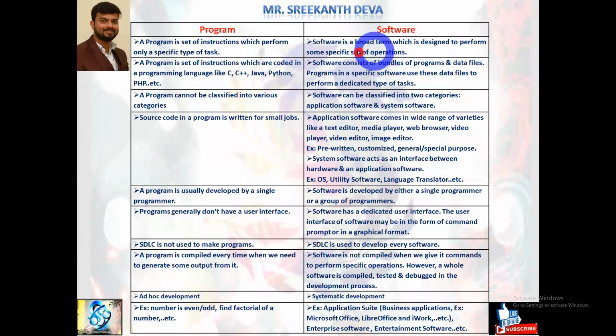But coming to software, software is a broad term designed to perform a specific set of operations. It is not involved with only a particular task. It consists of a group of tasks, a set of operations involved in the software product. Coming to a program, a program is a set of instructions coded generally in programming languages like C, C++, Java, Python, PHP and so on. But software consists of bundles of programs and data files. Programs in a specific software use these data files to perform dedicated types of tasks.